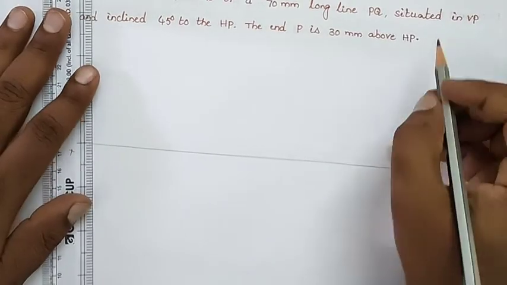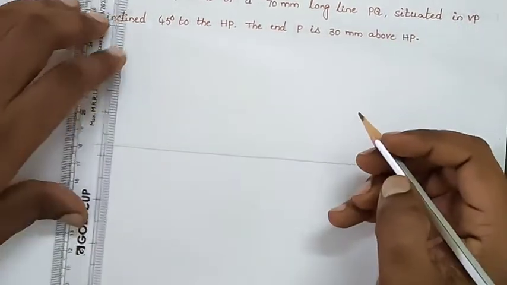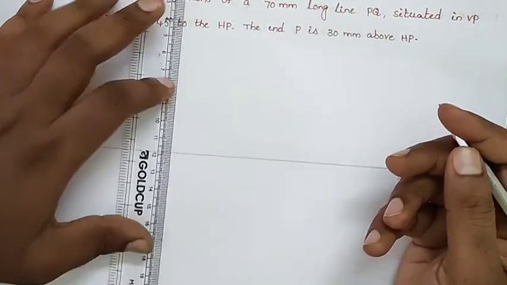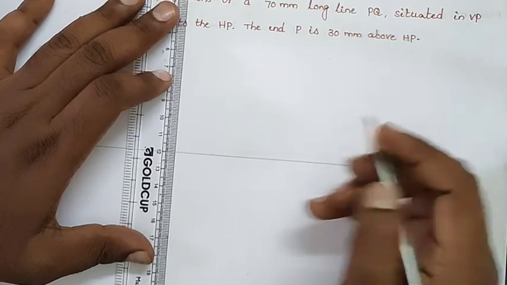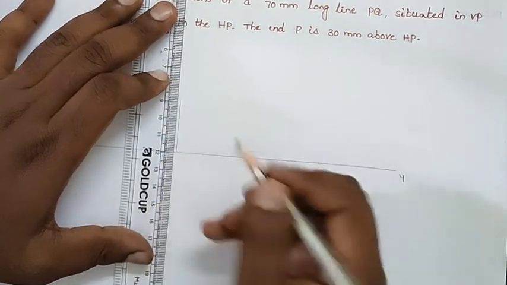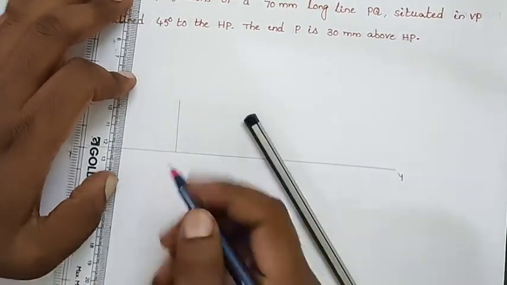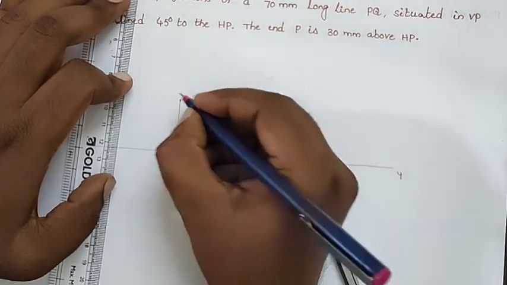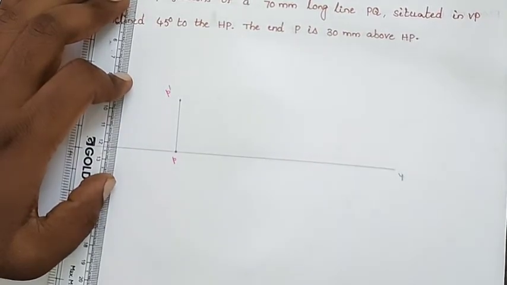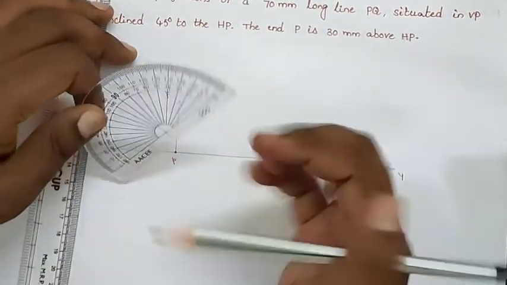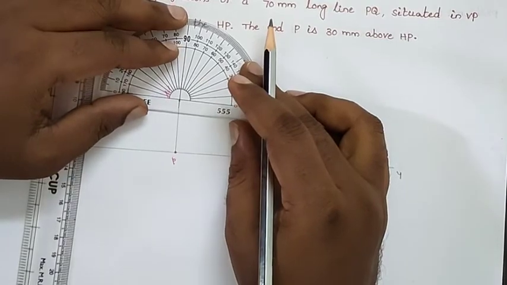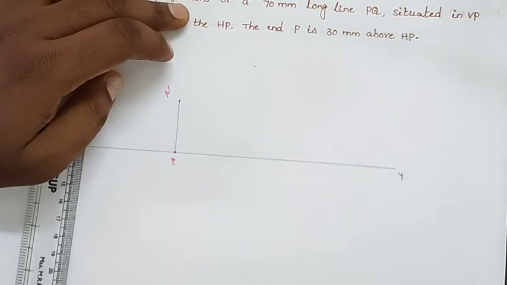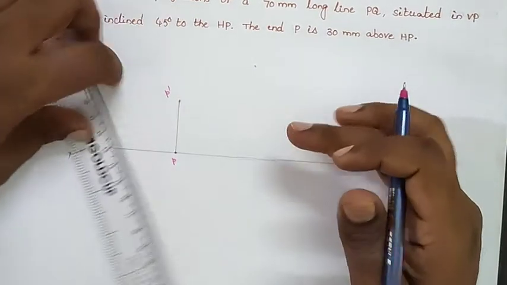The end is situated in VP and 30 mm above HP. Take 30 mm from the reference line and locate point P here. So here we will get point P dash. Now by making an angle of 30 degrees from P dash, we will draw the true length of the line.